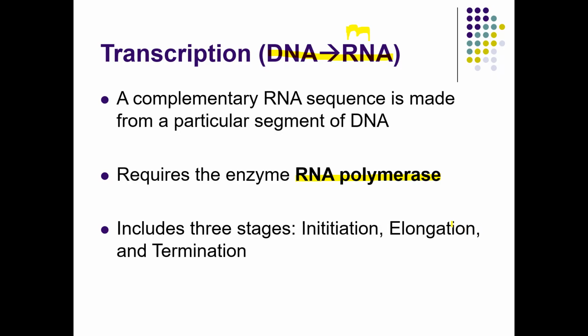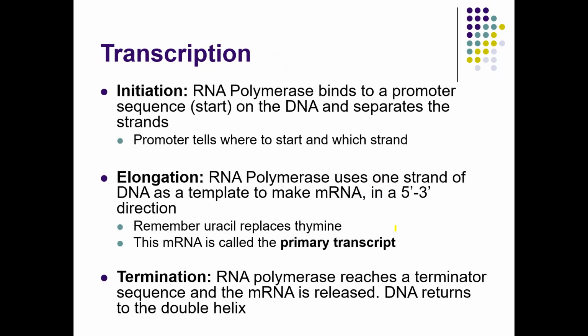And so there's going to be three main stages to transcription. We have initiation, elongation, and termination. And these are actually really pretty simple. So initiation starts when the RNA polymerase binds to a promoter. Okay. Now, just to explain a little bit more about a promoter.